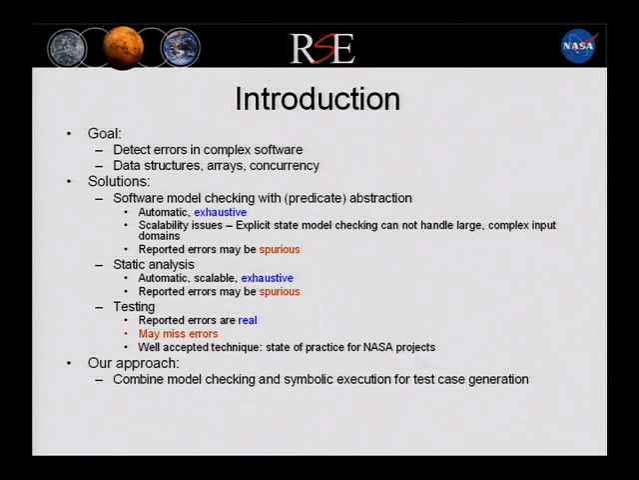But this is a well-accepted technique, and this is, for example, the technique accepted at NASA. And basically, we learn to sell our more advanced technique as testing techniques, because this is what people would accept. So our approach is to combine the strengths of exhaustive techniques, such as model checking and also symbolic execution, and I'll tell you what I mean by that, to enable testing. And basically, we combine them for test case generation.